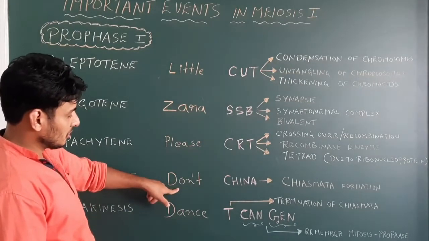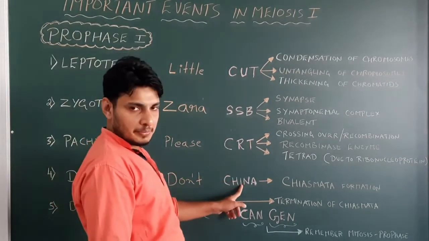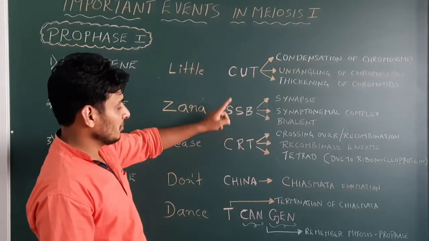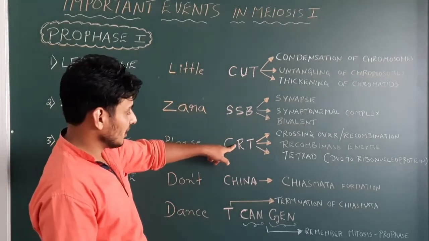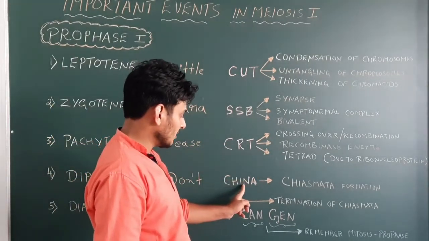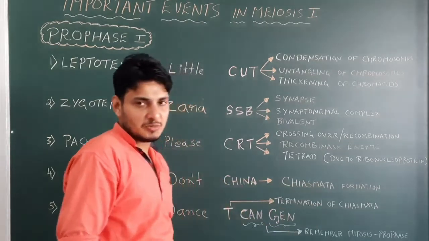Okay, next is chiasmata, that is in the diplotene stage. So for that you need to remember: don't China. So cut, state and syndicate bank and put them in a card. Okay, then go to China. Go to China. What is China here? Chiasmata. What is chiasmata?